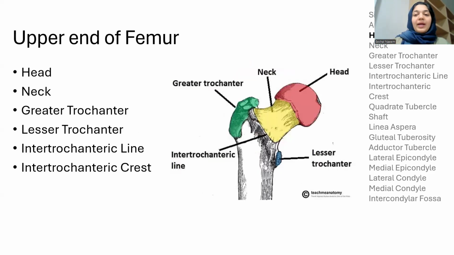Moving on, the upper end of femur bears a head, and then there's an area, the fovea capitis, which is devoid of the capsule of the hip joint. And then on the posterior side of the upper end we have a greater trochanter and a lesser trochanter. Both of them are joined by the intertrochanteric crest. On the anterior side there's the intertrochanteric line.